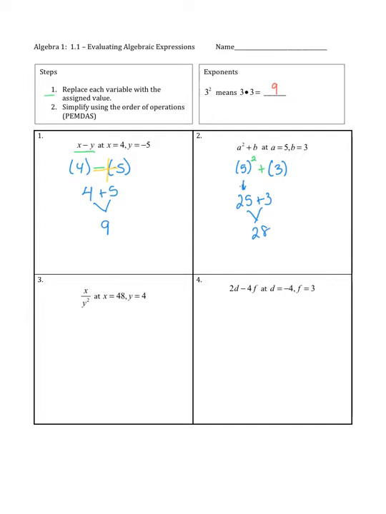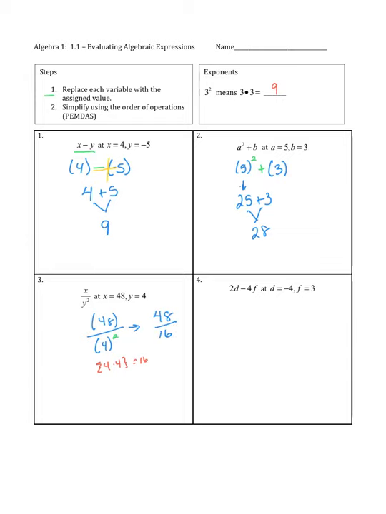So here we go again. I've got x over y squared, and here are my assigned values. 48, and we're not even mathing right now. We're just replacing. Over 4 squared. Now we'll get this one. I'm going to go sideways on this one. Do you know what 4 squared is? I'll write it down here. 4 times 4, it's 16. So you end up with 48 over 16.